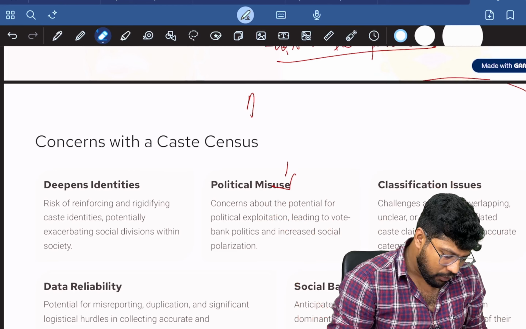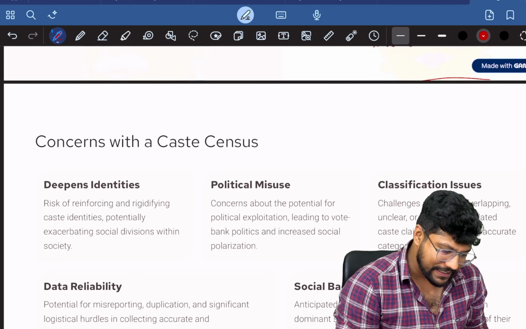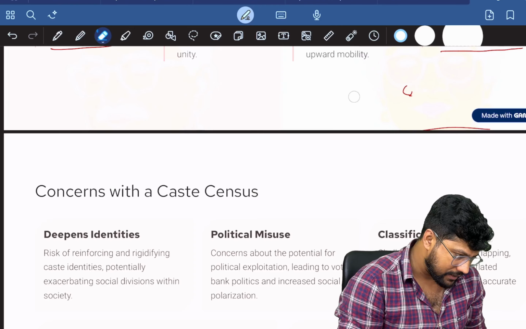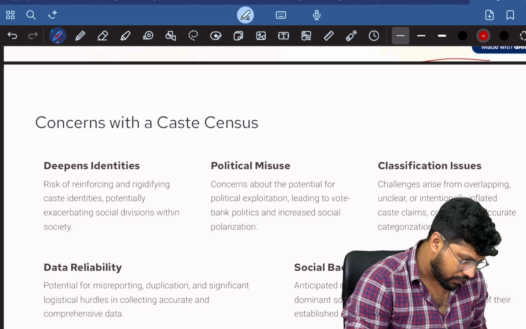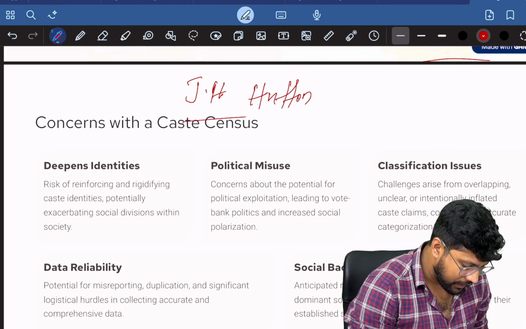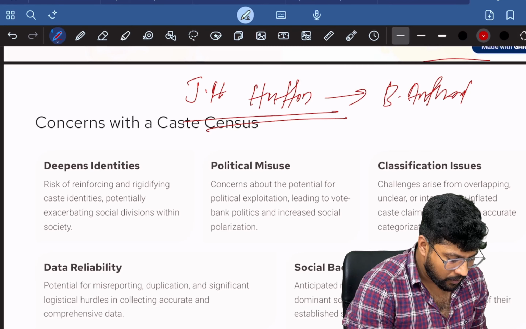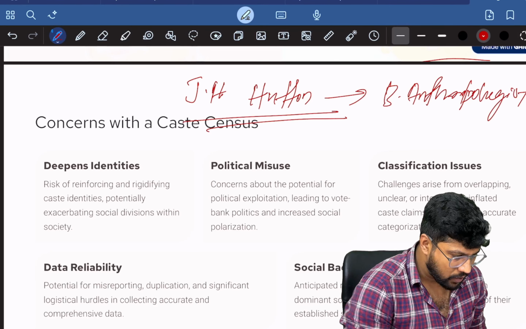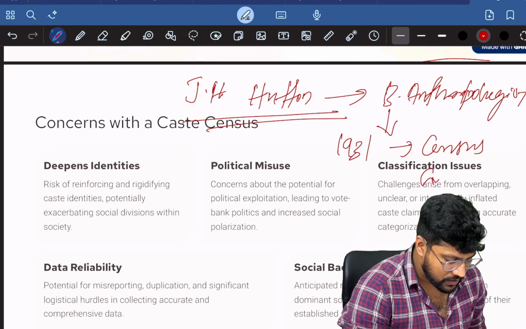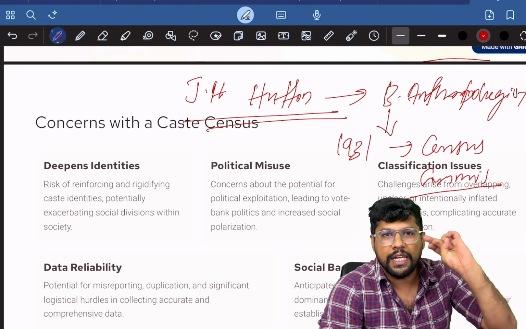Another viewpoint is that ignoring caste does not erase it. You cannot erase caste just by ignoring the reality that caste exists. You can also write the viewpoint of J.H. Hutton. J.H. Hutton was a British anthropologist and also a civil servant. In 1931, he was the census commissioner. His view is that it is impossible to get rid of an institution by ignoring its presence.